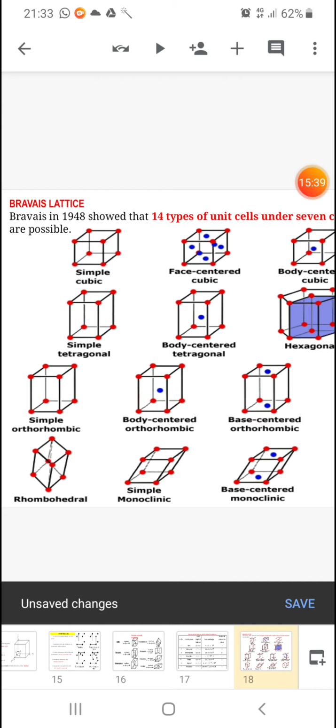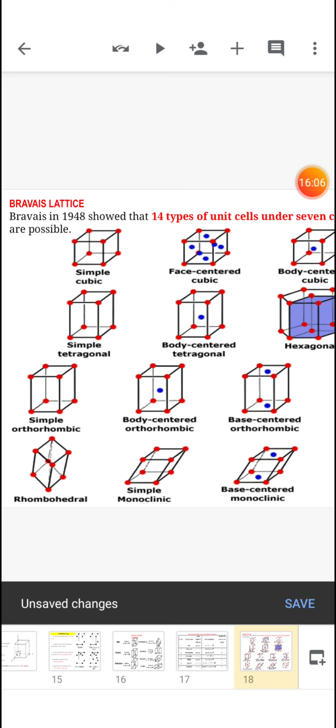Now, second is the body centered cubic structure. Body centered cubic structure belongs to the cubic system, in that a = b = c and alpha = beta = gamma = 90 degree, and the examples are NaCl and Na. The third cubic structure is face-centered cubic structure. In face-centered cubic structure, a = b = c and alpha = beta = gamma = 90 degree, and the example is CsCl.